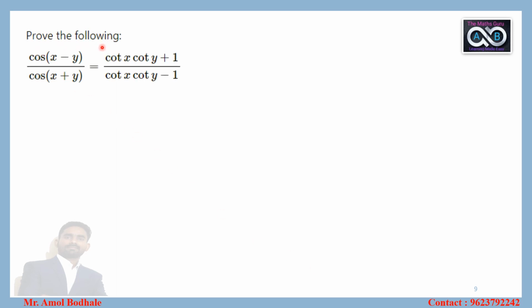Prove the following: cos of (x minus y) upon cos of (x plus y) is equal to (cot x cot y plus 1) upon (cot x cot y minus 1). So in this example also it is easy to consider the LHS. What is the reason? Because here we can expand cos of (x minus y) and cos of (x plus y) using the compound angle formula. Yes, let's consider the LHS.